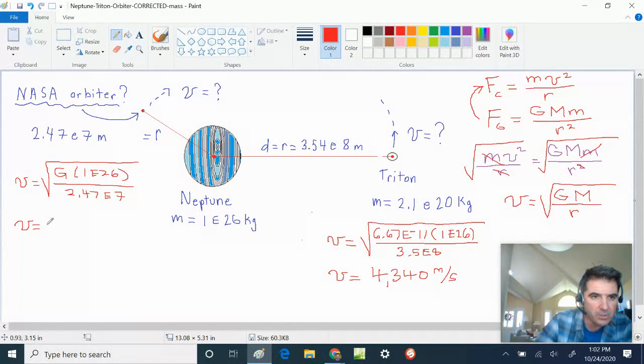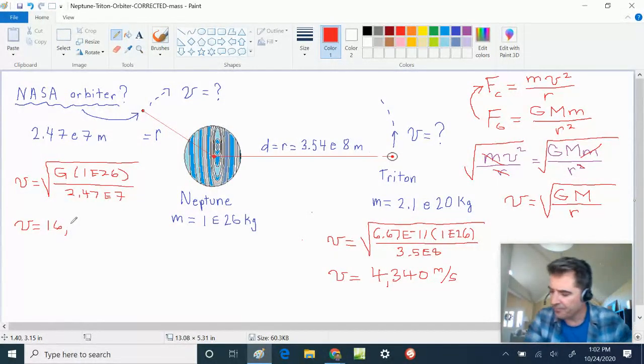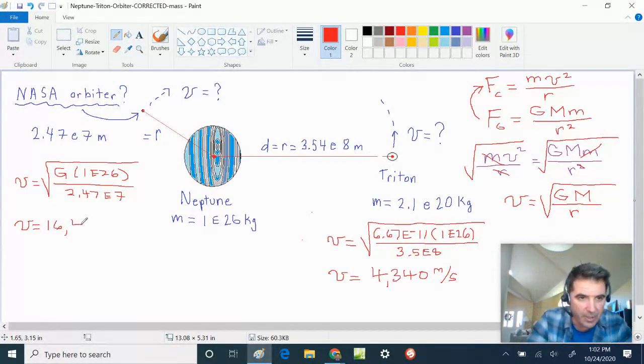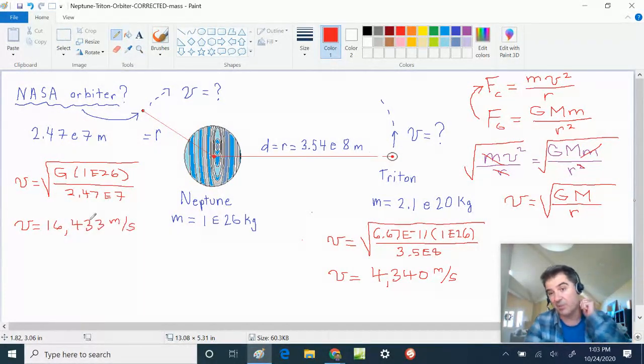So V equals 16,430. It's actually 433. If I round it off, 433 meters per second. Once again, do it in your calculator because you got to show the 2 decimals in your answer.